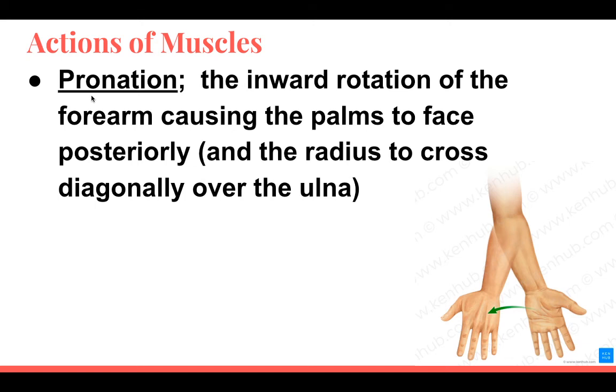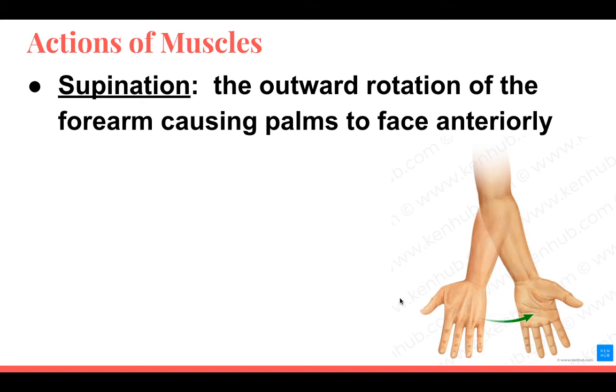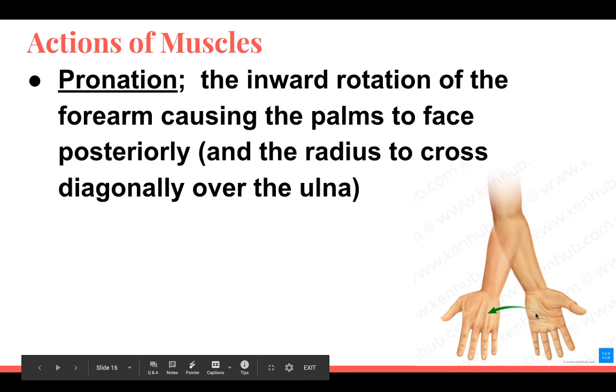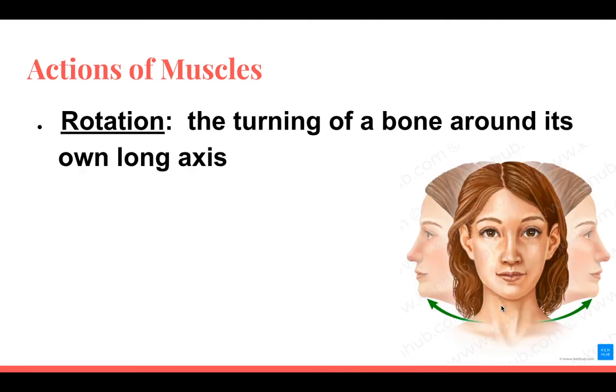So again, look at those arrows. Rotating it so that the palm is going from down to up, sup. Okay, that is supination. Or the green arrow, rotating it so that our palms are going from being up to being down. Looking at that green arrow, that is pronation.